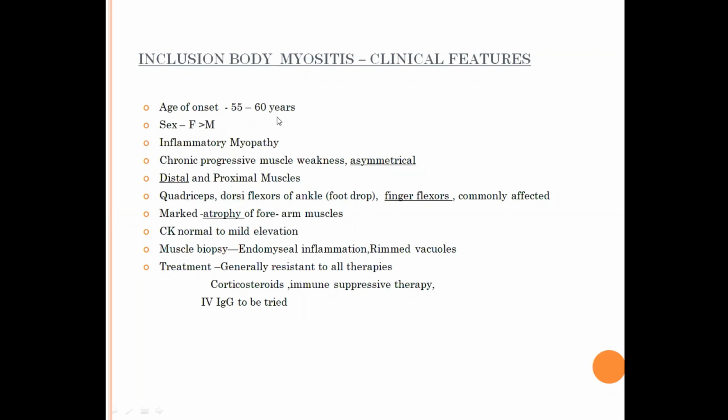So whenever you find an elderly lady coming with difficulty to get up, difficulty to mix food, and frequent falls because of the quadriceps wasting, look for specific atrophy of the forearm and quadriceps. CK may be normal or even mildly elevated. The diagnosis is made by the clinical picture and a muscle biopsy. Treatment: generally it is resistant to all therapies, but we continue to give the immunosuppressive drugs.